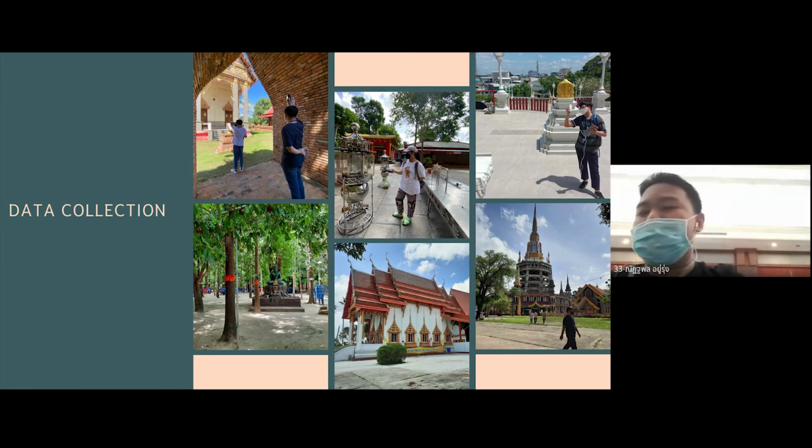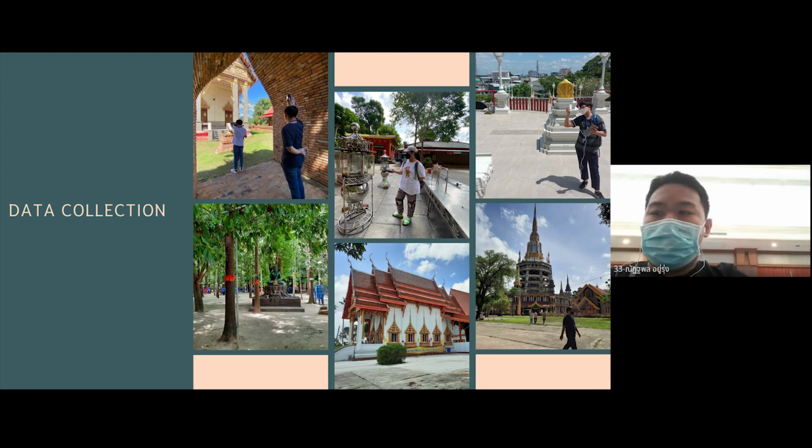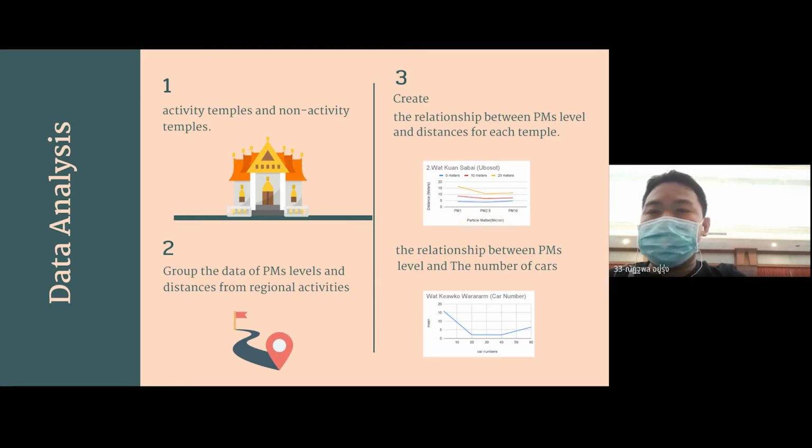And on the data collection, we decided to collect air quality indexes, which are three pieces of information: PM1, PM2.5, and PM10 readings at three sides of each temple, which are the Ubosot or chapel, crematory, and temple gates, at 0, 10, and 20 meters away from each side.